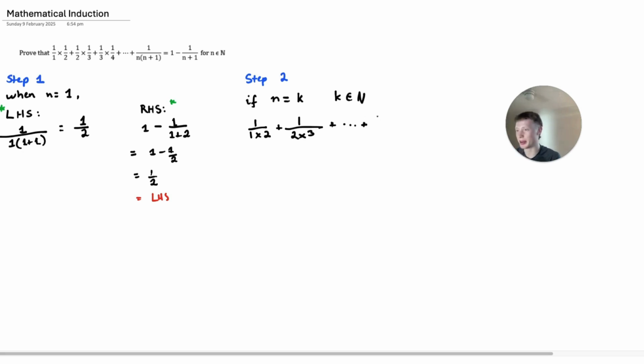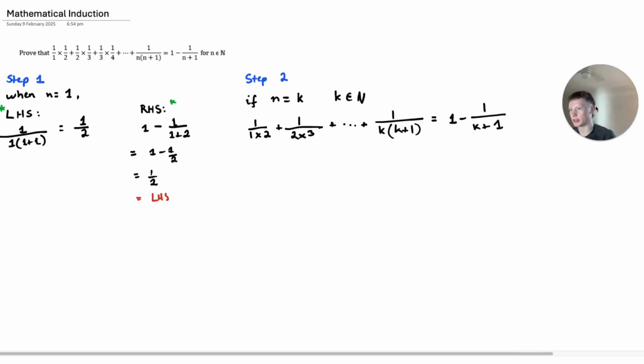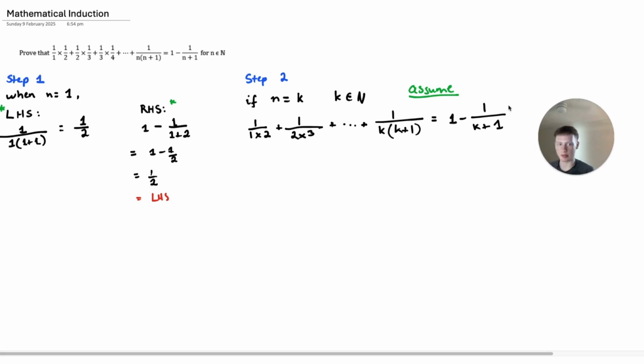Now we're up to some other term. So we know it's true for n equals 1. We need to prove that it's true for some number n. We're using a different number here, k, first of all, all the way up to k plus 1. And that equals 1 minus. And so we can assume that this is true. And this is the assumption here in mathematical induction.